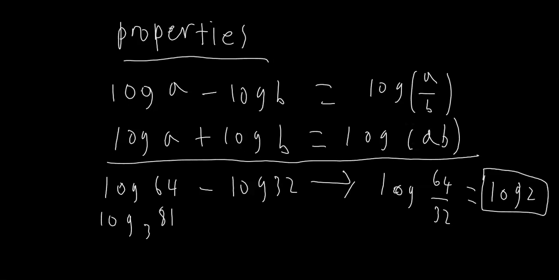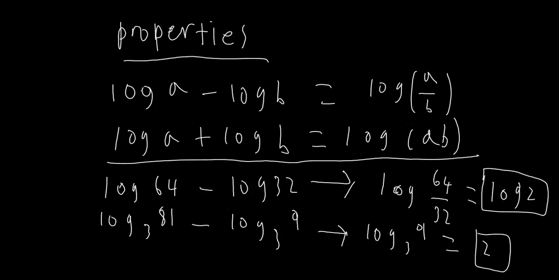So log base 3 of 81, minus log base 3 of 9. Then you can rewrite this as log base 3 of 9, because 81 divided by 9 is just 9. And this is just 2. So this gives you 2. And you can validate that by doing this: log base 3 of 81 is just 4, and 4 minus log base 3 of 9, which is 2, is just 2. 4 minus 2 is just 2. Okay.